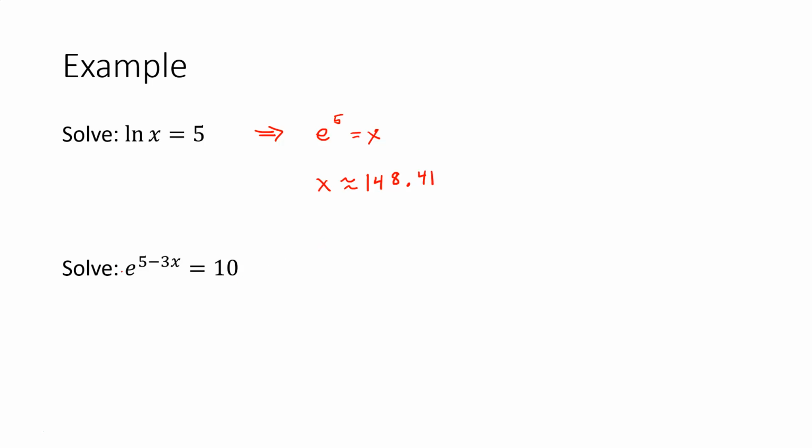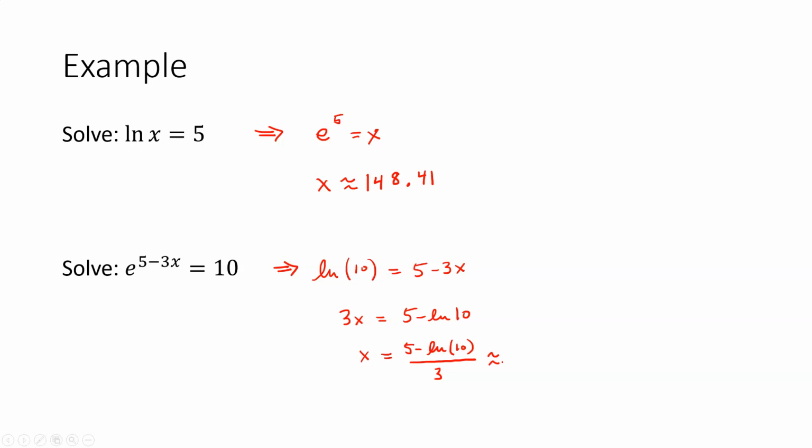How about this equation here? e to the power of 5 minus 3x equals 10. So again here I can interchange this into its logarithmic form, which will look like ln of 10 equals 5 minus 3x. And then solving for x in this equation, we would have 3x equals 5 minus ln of 10. And then dividing by 3, I get x equals 5 minus ln of 10, divided by 3.